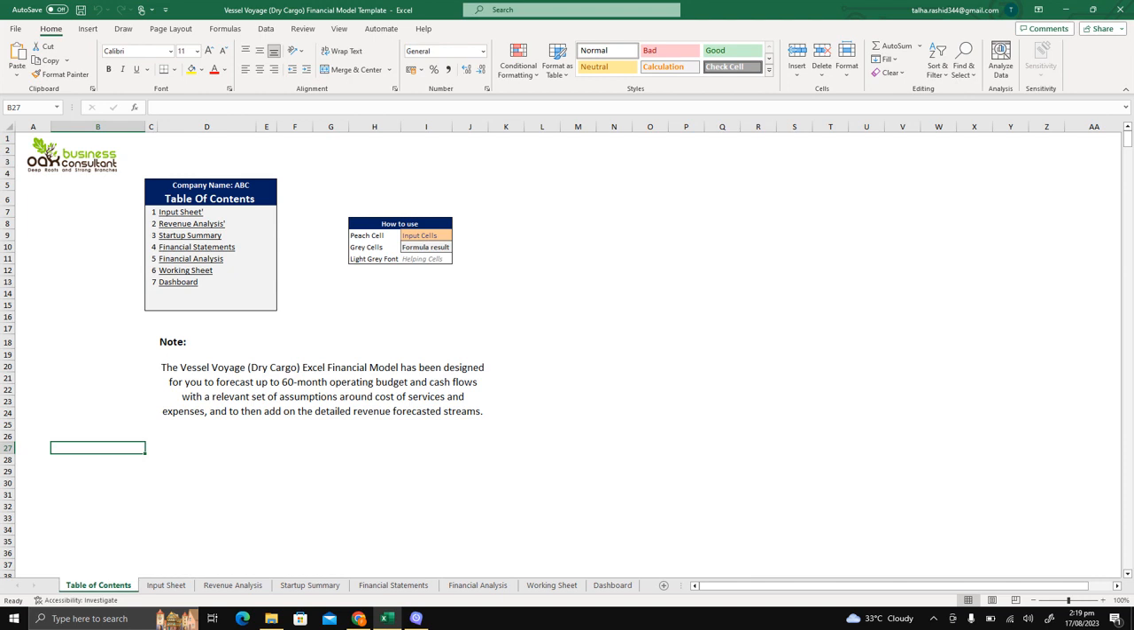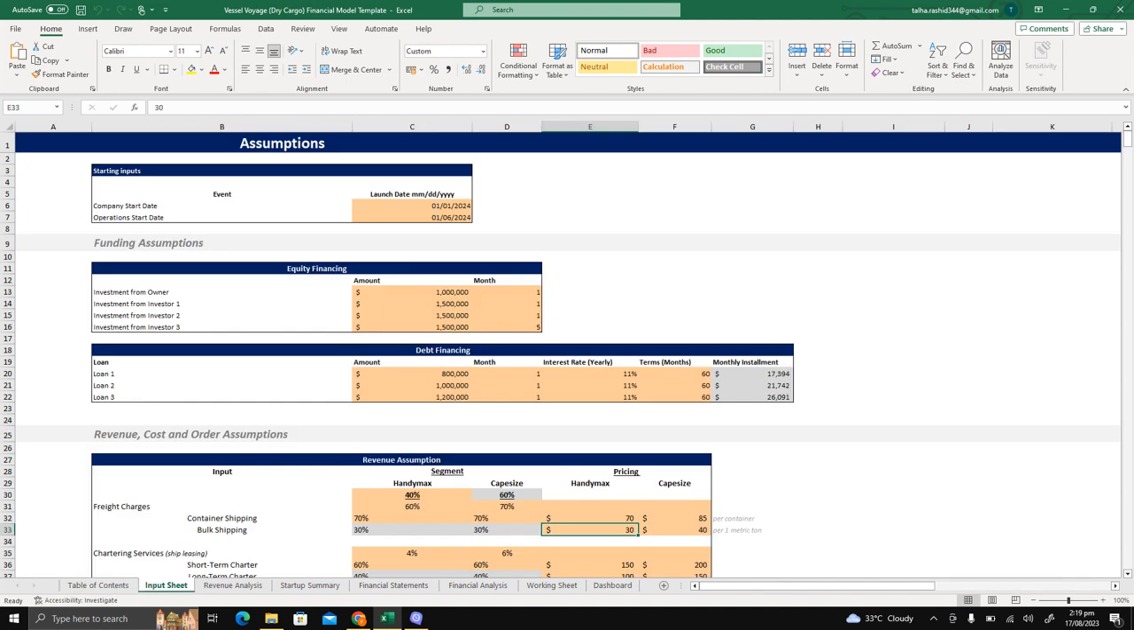Coming towards how to use: as you can see, the pink cells tell you about the input cells, whereas the gray cells tell you about the formula result, and the light gray font tells you about the helping cell. Coming towards the input sheet, the input sheet includes the funding assumptions as well as revenue, costs and order assumptions, and some other assumptions. As you can see over here, the pink cells indicate that they are changeable, whereas the gray cells are the formula cells which are not changeable.